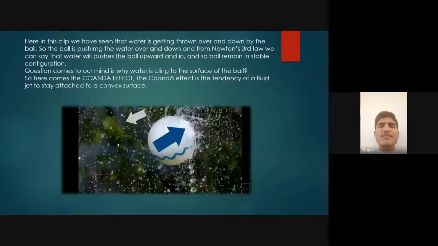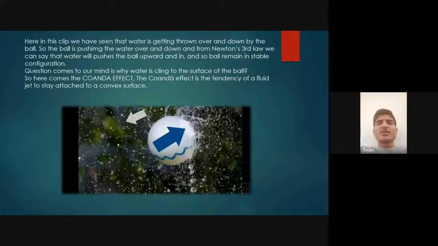In this clip we have seen that water is getting thrown over and down by the ball. So the ball is pushing the water over and down, and from Newton's third law we can say that the water will push the ball upward and inward, and so the ball remains in a stable configuration. The question that comes to your mind is why the water is clinging to the surface of the ball. The reason behind this is the Coanda effect, which is basically the tendency of a fluid jet to stay attached to a convex surface.